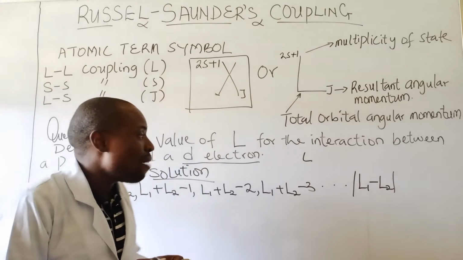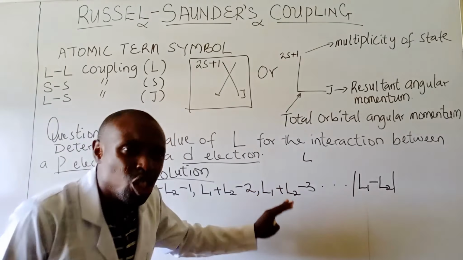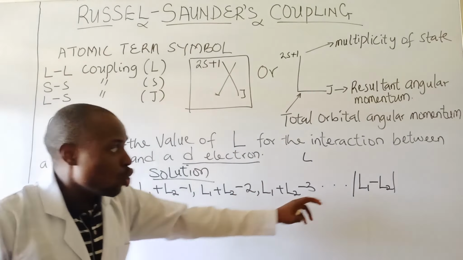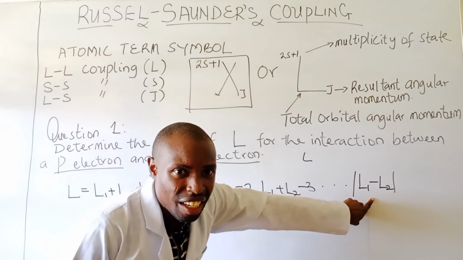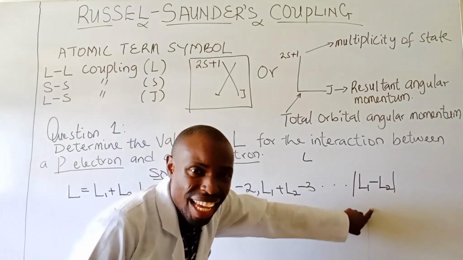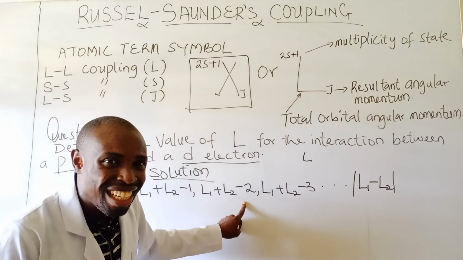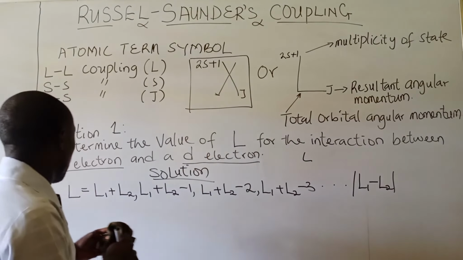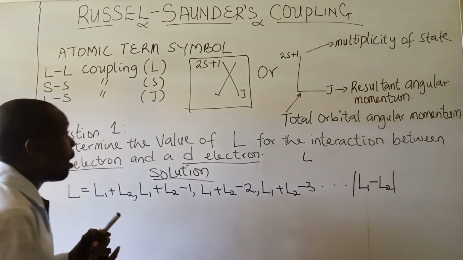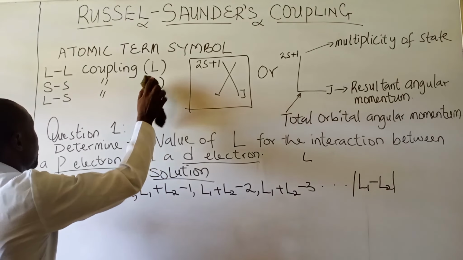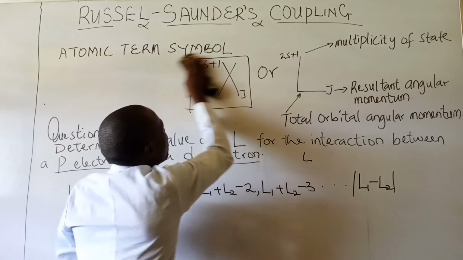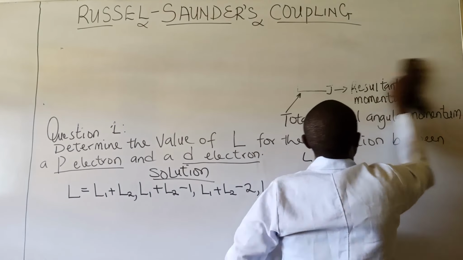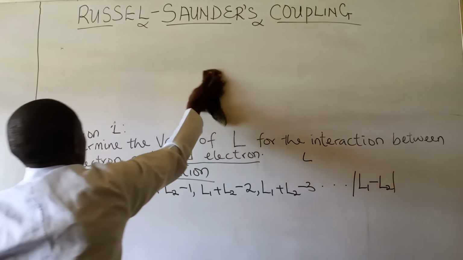Oftentimes we advise students, while you are doing calculations under this Russell-Saunders L coupling, that the last term here will be your guide. Meaning it is where this one ends, that is where the series will also end, just so you don't make any single mistakes. You start from here. Now we move ahead and make it much more elaborate, so you can see it.